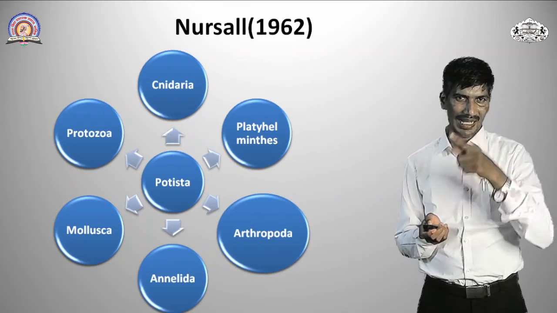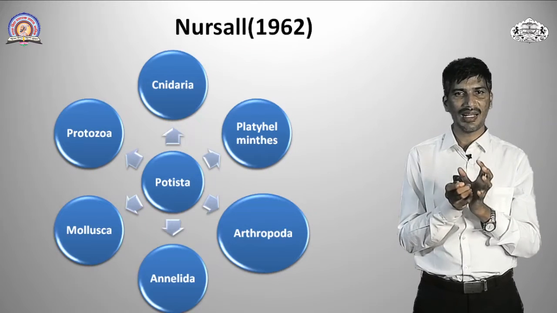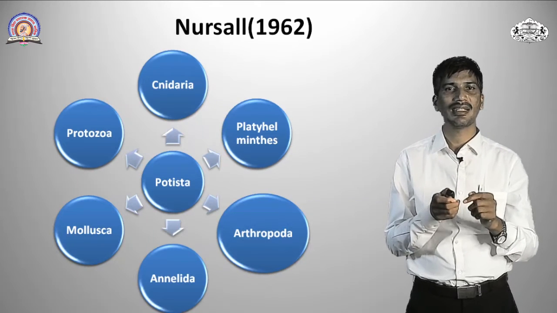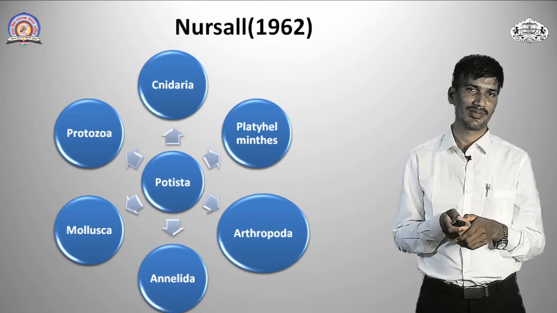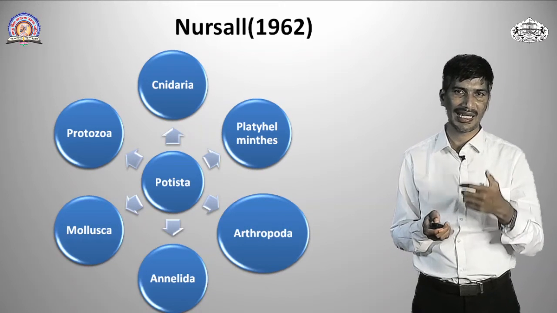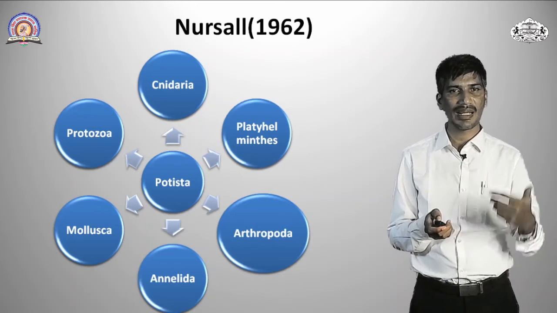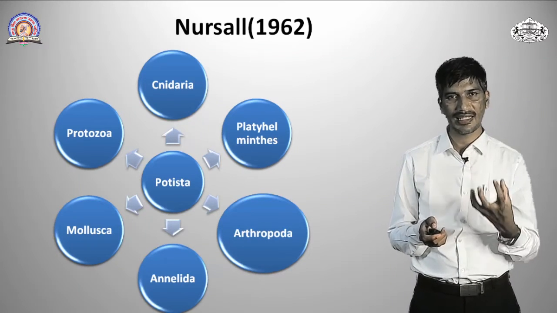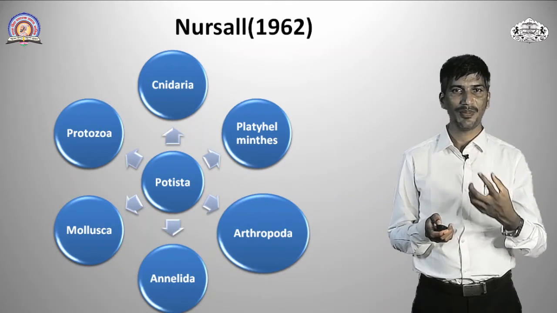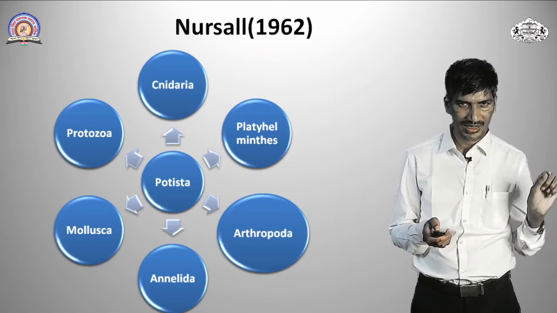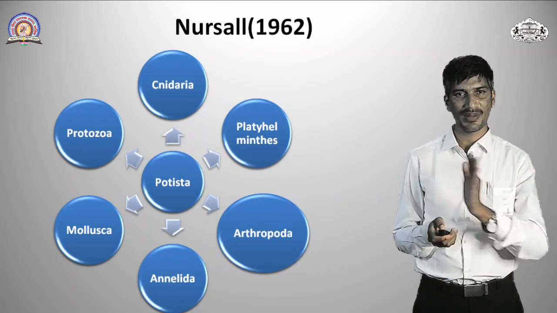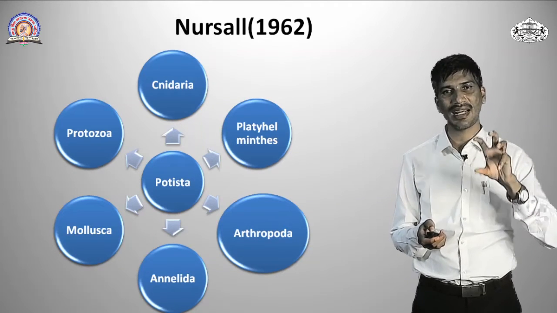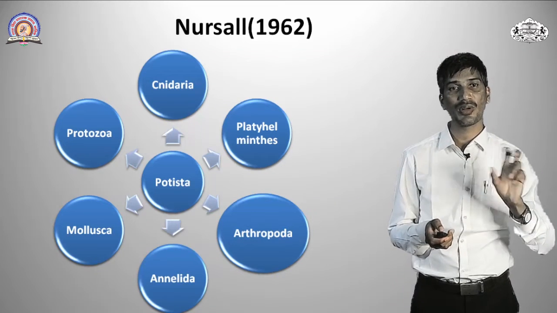That means he suggested that the kingdom Protista, in a polyphyletic way, developed the different metazoan animals. For example, Cnidaria, Platyhelminthes, Arthropoda, Annelida and Mollusca. All these groups of animals were developed by the single group of organism, that is the protista. This is a polyphyletic way of development, not a single lineage or monophyletic group; their development occurs one by one. He suggested that the protista actively participates in the origin of all the groups.